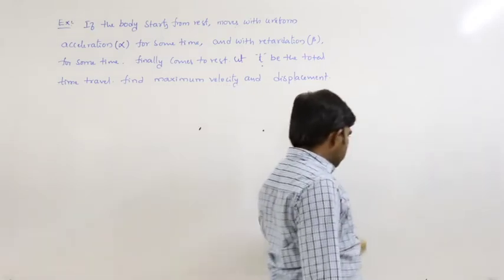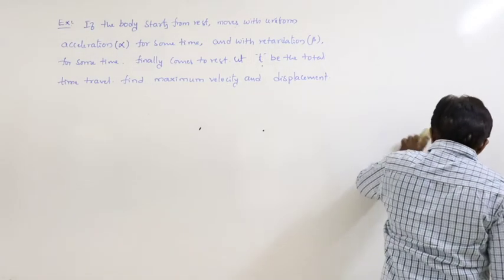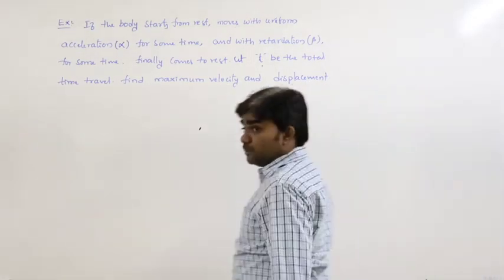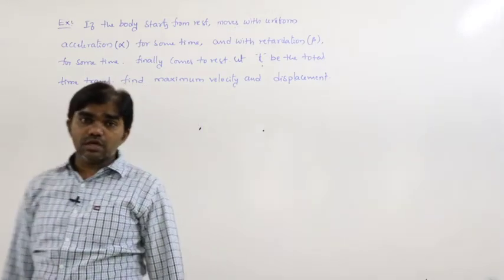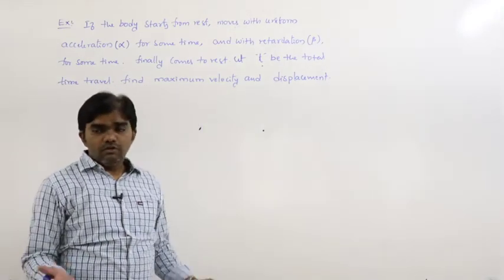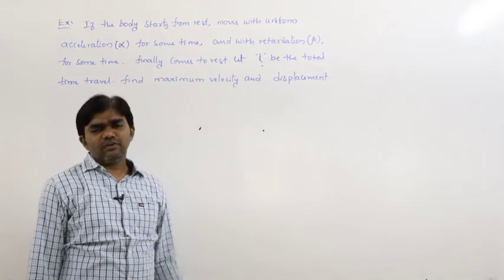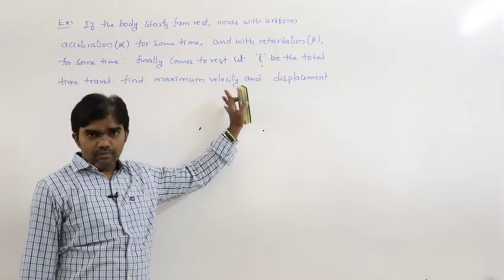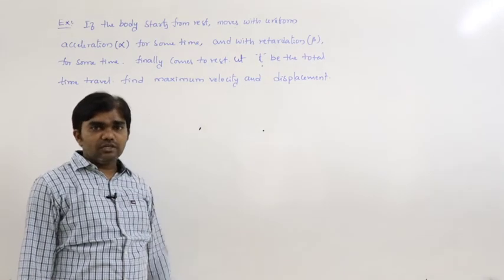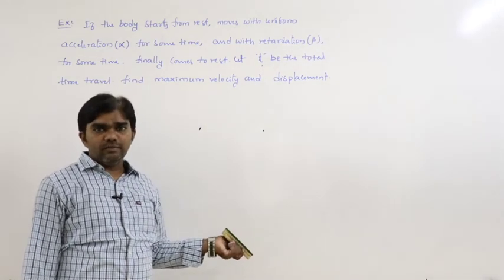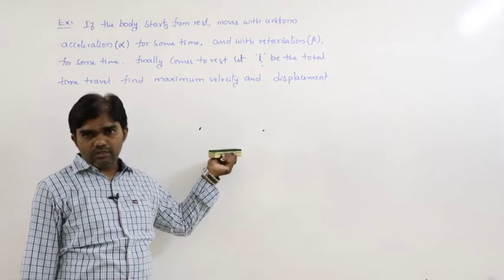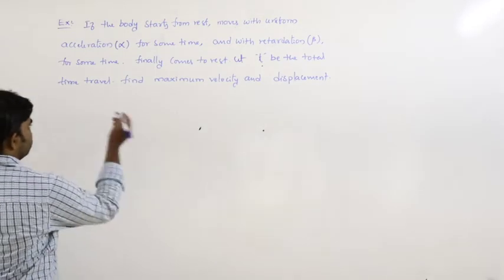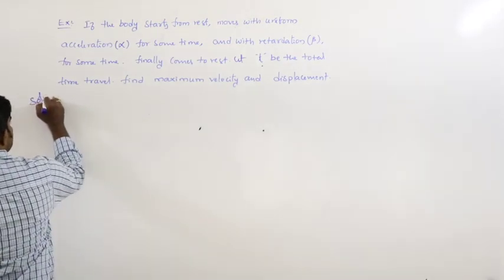So how can we do this? By using the graphical method we can do this, or by the direct method. First we can follow the graphical method. If the graph is mentioned in the problem, we can follow the graphical method. Otherwise we can do it in a direct method also. So how can we draw the graph for this? So, solution.